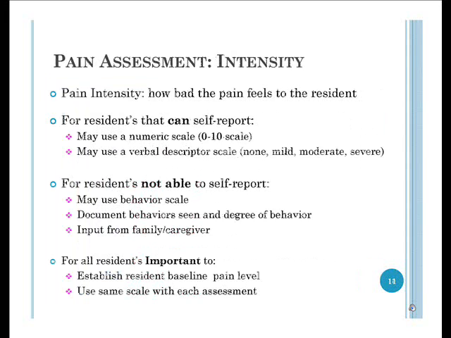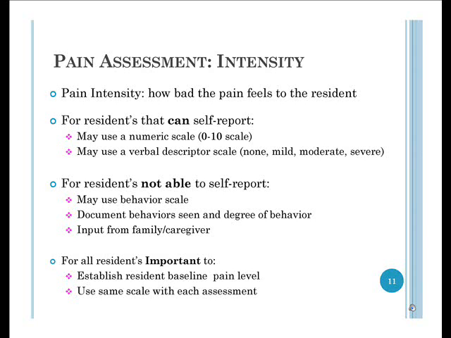Pain intensity. Pain intensity we gather from the patient when we can, or the resident when we can, and this is how bad the pain feels. How severe is the pain? We ask residents that can self-report to share that information with us through scales that are approved for use with older patients. One is the numeric rating scale, which is a 0 to 10 scale, where 0 is no pain, 10 is the worst pain possible, or most severe pain possible. And we ask the resident to identify on the scale how severe their pain is.